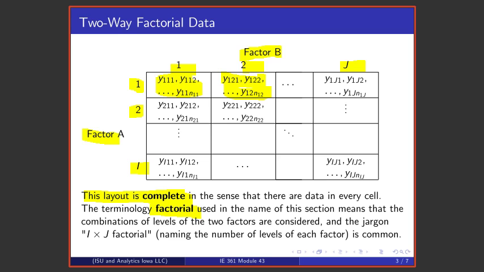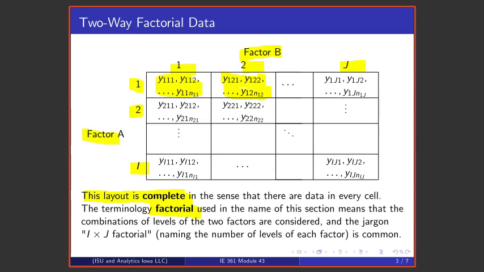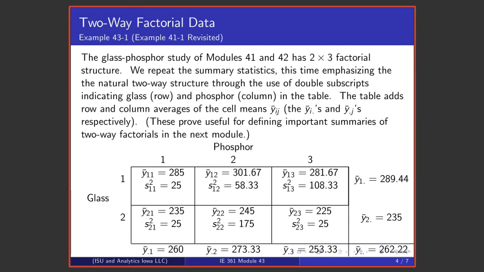And the name of this module, to say that we're going to talk about two-way factorial studies, is to say that we're going to think about data that have this kind of two-way table structure, and we might talk about an I by J factorial, saying there are I rows and J columns, and we're going to say that it's complete, meaning that there are data in every possible combination of a level of factor A and a level of factor B.